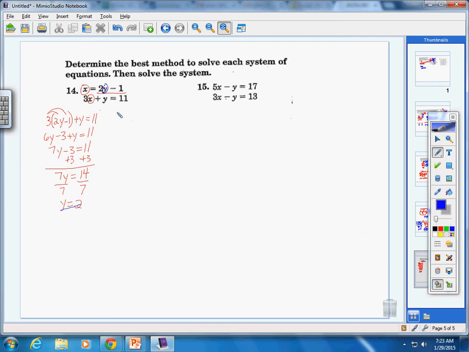So if I rewrite the top equation, x equals, instead of saying 2 times y, I'm going to say 2 times 2. And then finish this guy off with the minus 1. So x equals 4 minus 1, or x equals 3. So your final answer should be 3, 2.